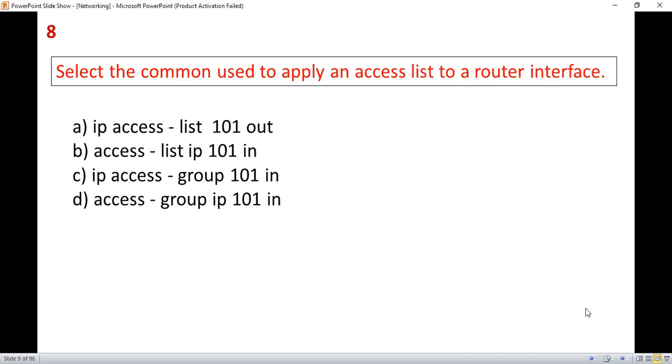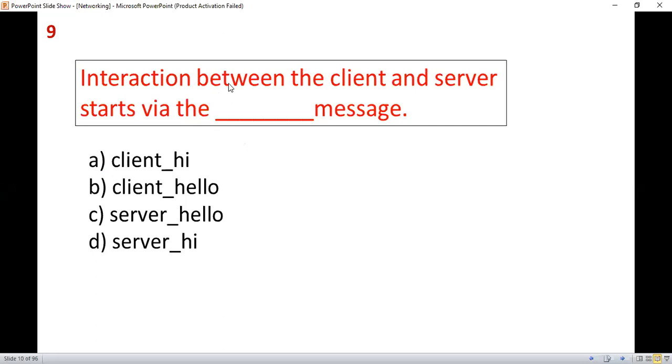The next question is, interaction between the client and server starts via which message? Client hi, client hello, server hello, or server hi? Interaction between the client and server starts via the message. What will be the answer?